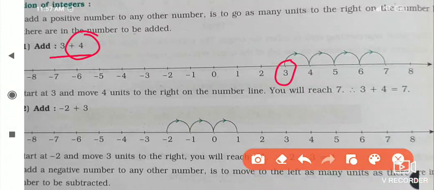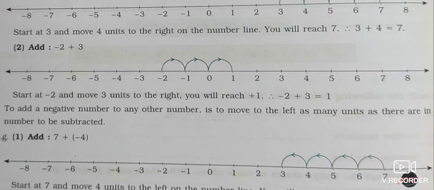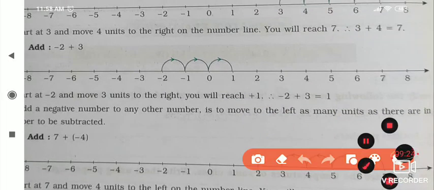So from 3 we have to move forward 4 steps. So this is 1, 2, 3 and this one is the 4th step. And which number is here? 7. So 3 plus 4 is equal to 7, that is its answer. Okay, now the next one: add minus 2 plus 3.